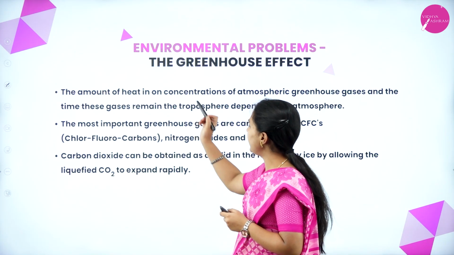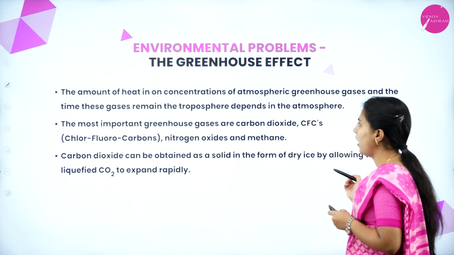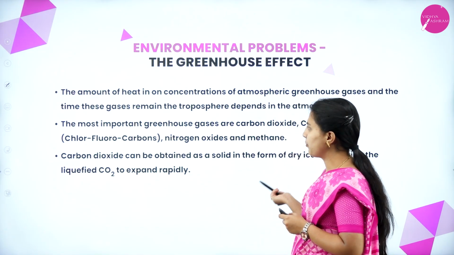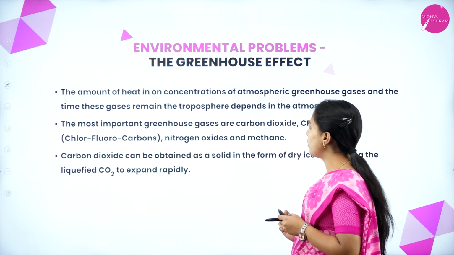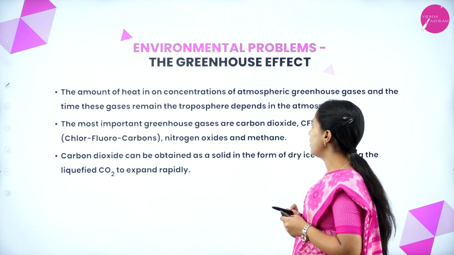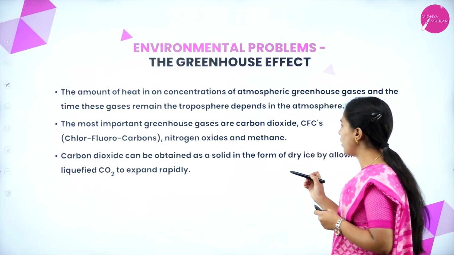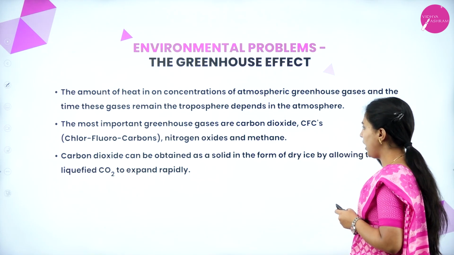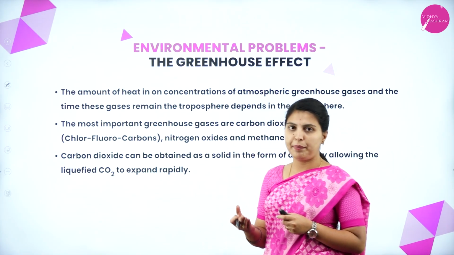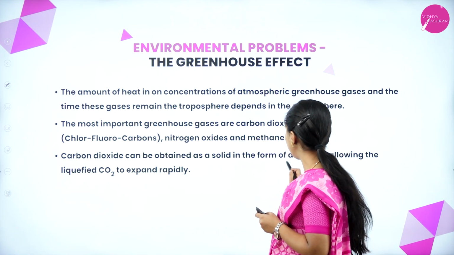The amount of heat in the atmosphere depends on the concentration of atmospheric greenhouse gases and the time these gases remain in the troposphere. The most important greenhouse gases are carbon dioxide, chlorofluorocarbons, nitrogen oxides and methane. Carbon dioxide can be obtained as a solid in the form of dry ice by allowing the liquefied carbon dioxide to expand rapidly.